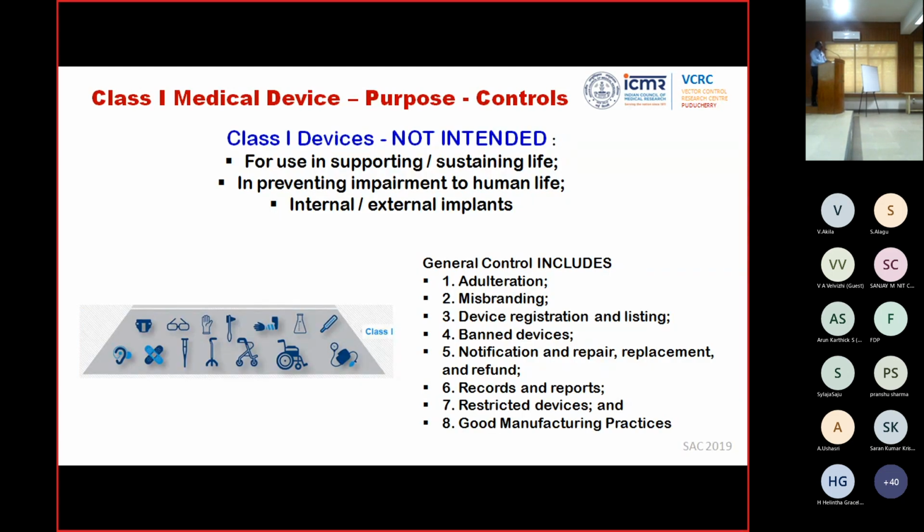As you know, class 1 devices are not intended for any support for patients in terms of lifestyle, cannot be used as internal implants, and cannot be used for any rehabilitative purpose. Class 1 undergoes general categories, like any other consumables, which you know already. One thing very particular about this is that the device you are developing or putting into practice must not be one that has already been banned or restricted for use in communities. Next slide.